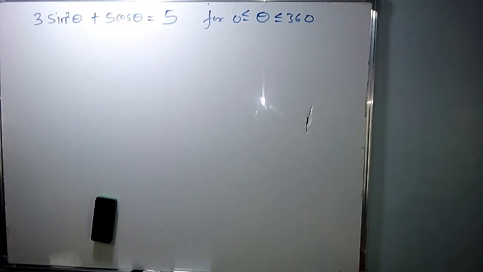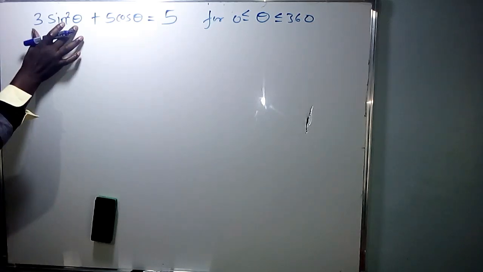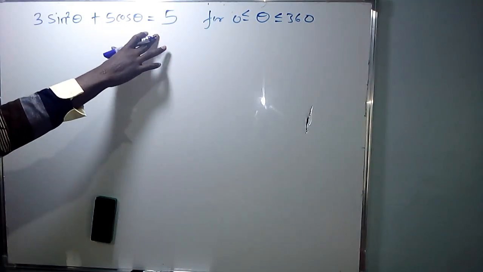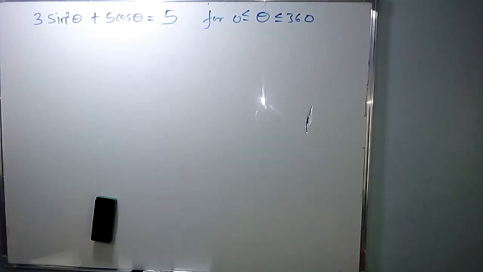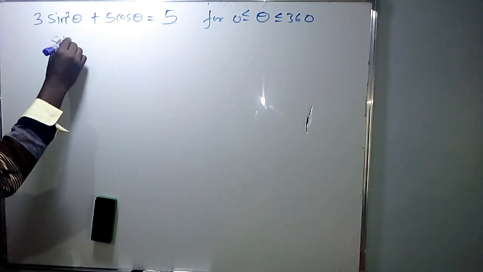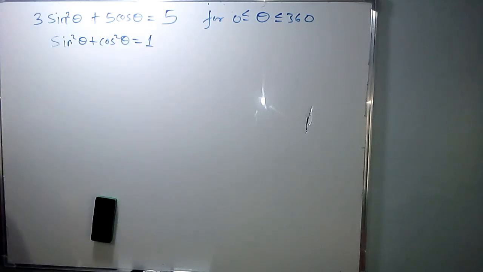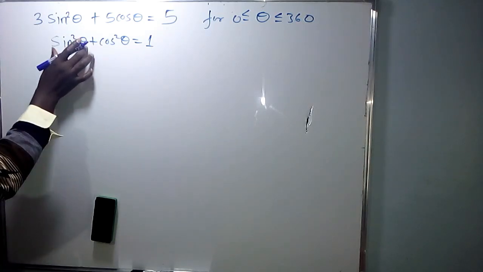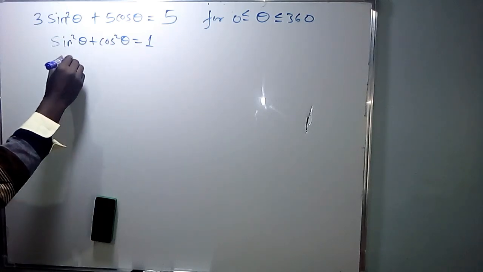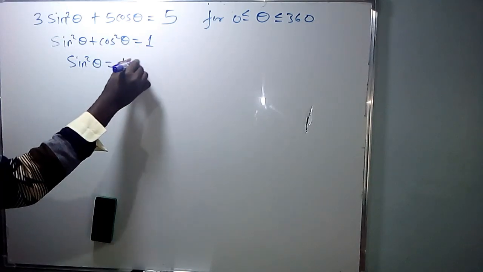So if you look at this case, we've been given 3 sine squared theta plus 5 cos theta to be equal to 5. The identity being tested is the Pythagorean identity. The Pythagorean identity tells you that sine squared theta plus cos squared theta is equal to 1, isn't it? So you can get rid of sine squared theta so that everything is in terms of cos using the Pythagorean identity. To get rid of sine squared theta, we make it the subject of the identity. So sine squared theta is 1 minus cos squared theta, isn't it?